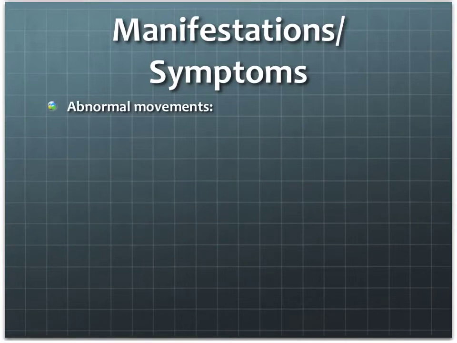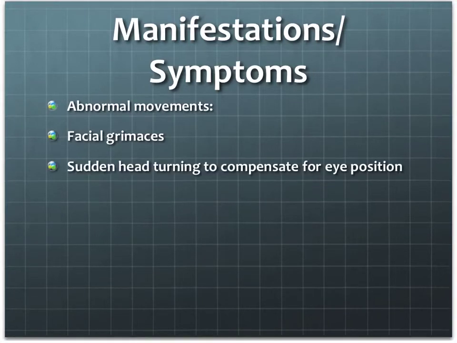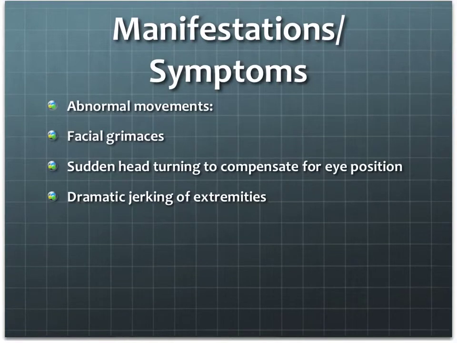The final division of the symptoms associated with Huntington's disease include the abnormal movements. These can entail facial grimaces, sudden head turning to compensate for where your eyes are looking, and dramatic jerking of extremities such as your arms and legs. However, it is worth noting that in children who have experienced onset Huntington's disease, rather than these dramatic jerking movements, children experience rigidity, slow movements, and tremors.